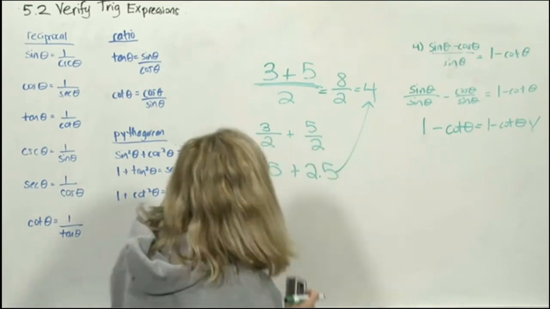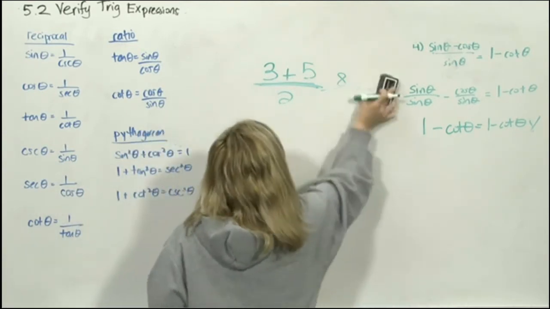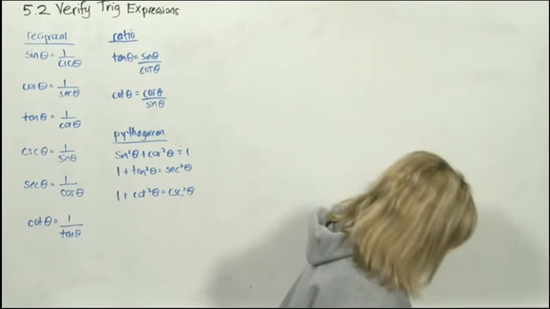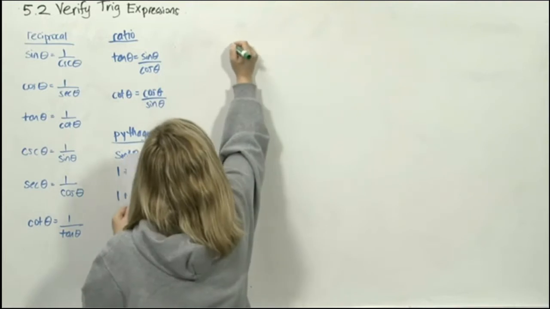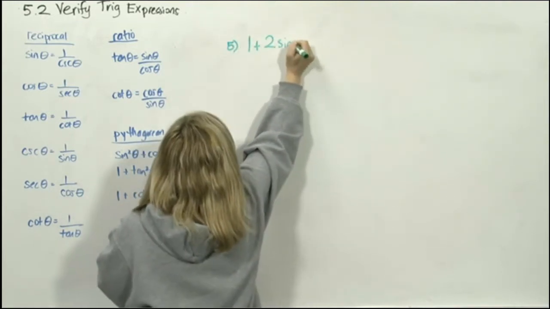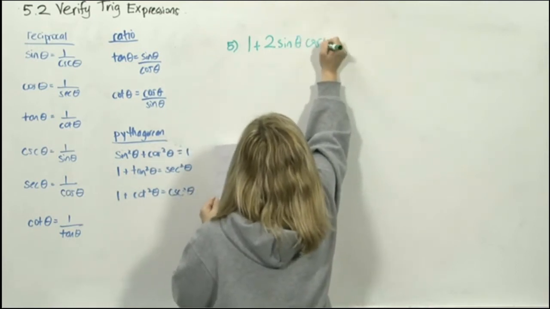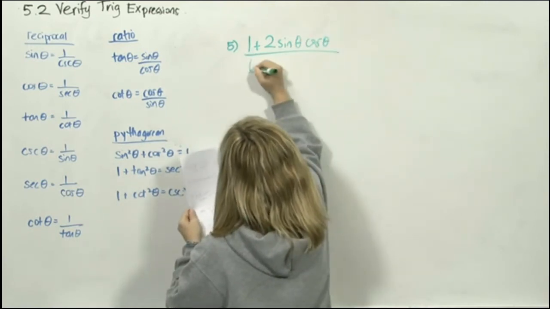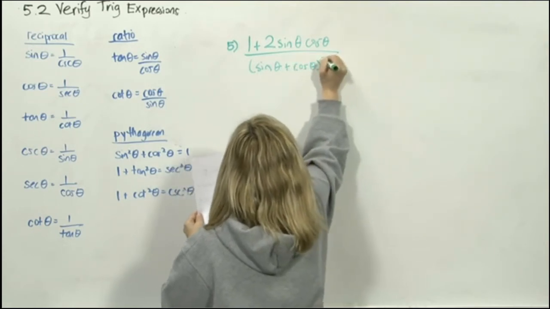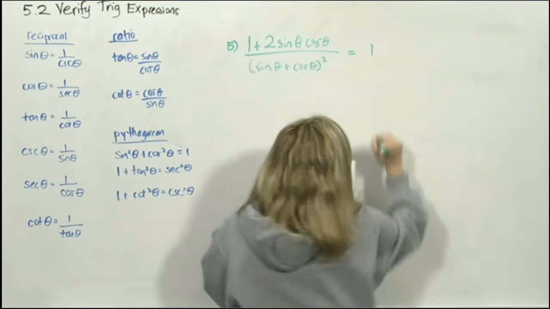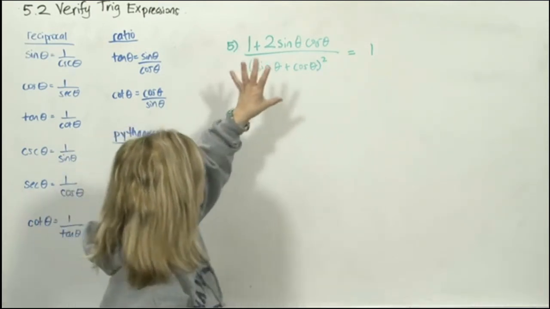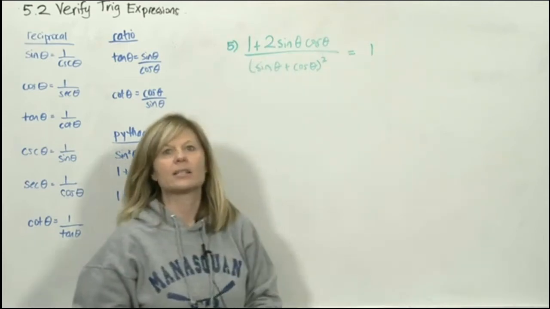Let's look at example 5, because now it gets a little bit more messier. Example 5 in the notes says, I have 1 plus 2 sine theta cosine theta, and it's over sine theta plus cosine theta squared. And it wants me to verify that it equals 1. That's what it's asking me to do. Convert this left side into this right side.